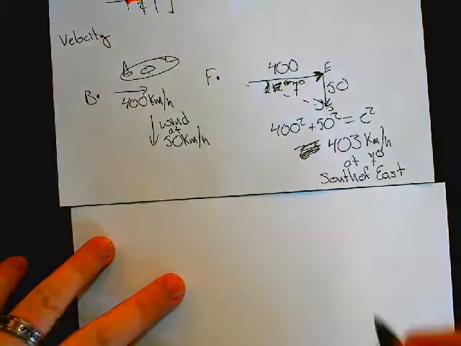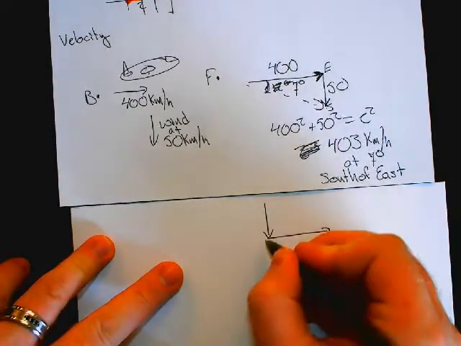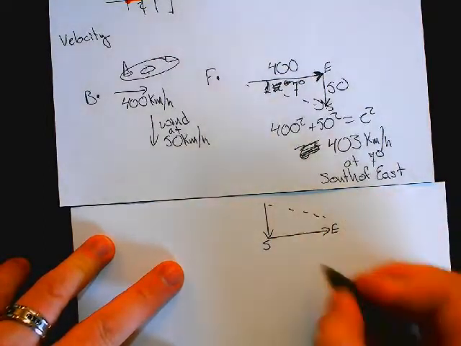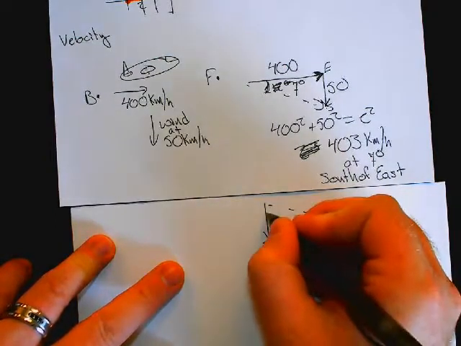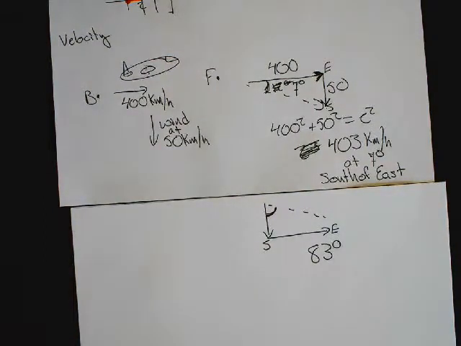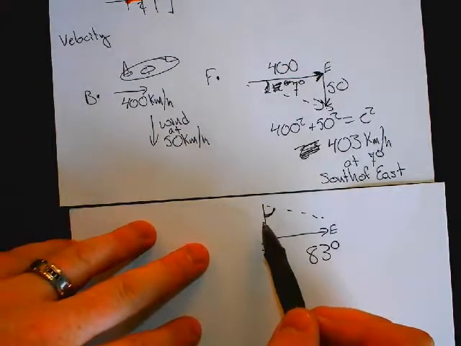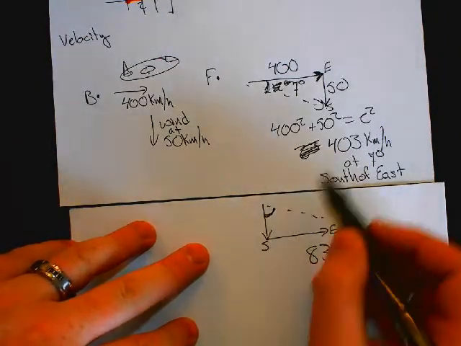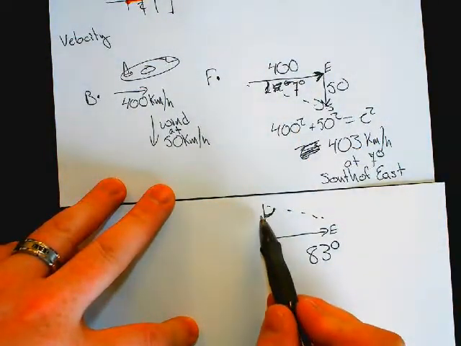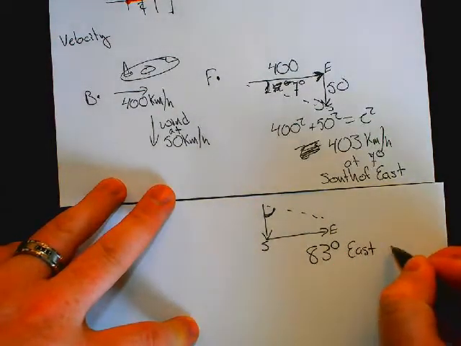So I see where you're going. You're adding your vectors like this, and I went south and then I went east. I definitely like the value of 83 degrees, but I'm not so sure I like the bearing you're giving me. So the way to state a bearing is to pick a direction: south, east, north, west, it doesn't really matter. Here we picked east, and then we went south from it. Here I'm picking south, and I'm going east from it. So I'm going to say 83 degrees east of south.